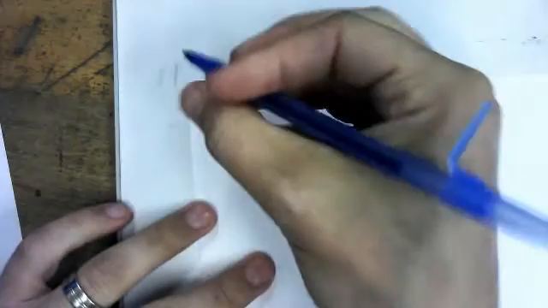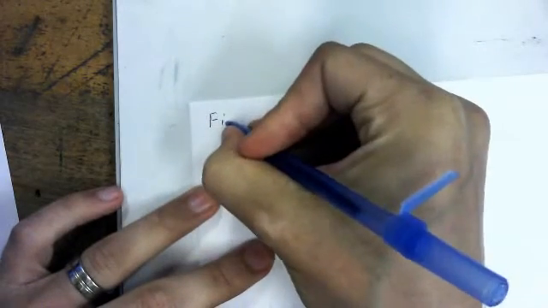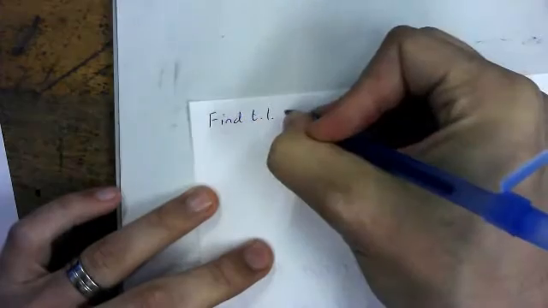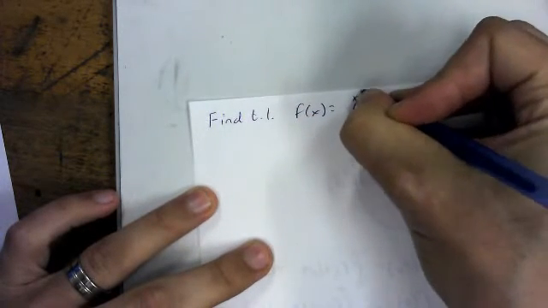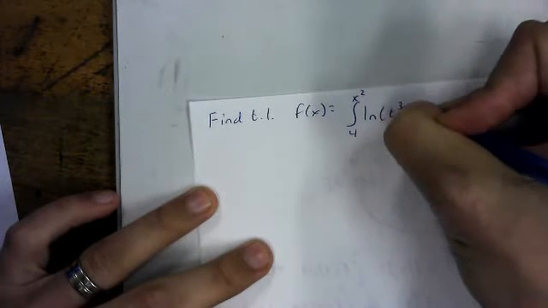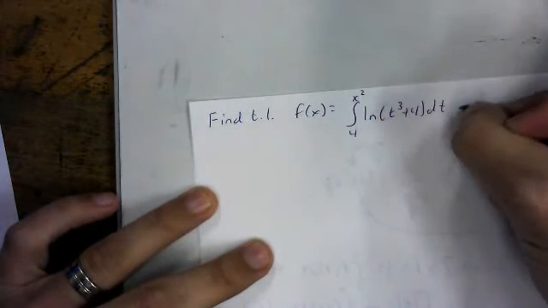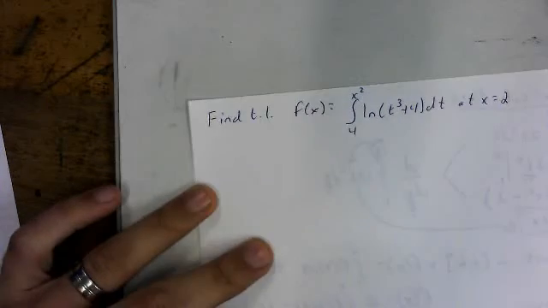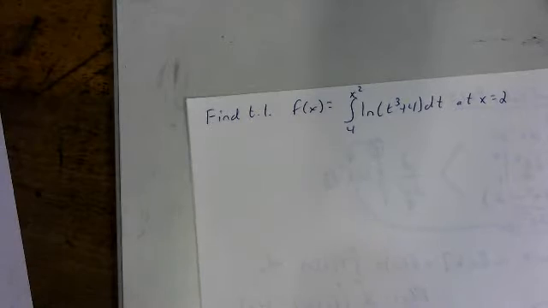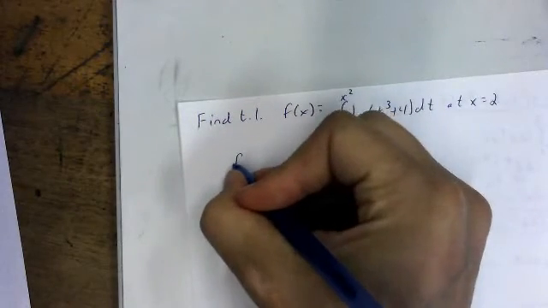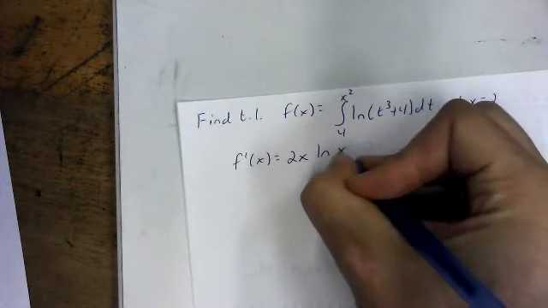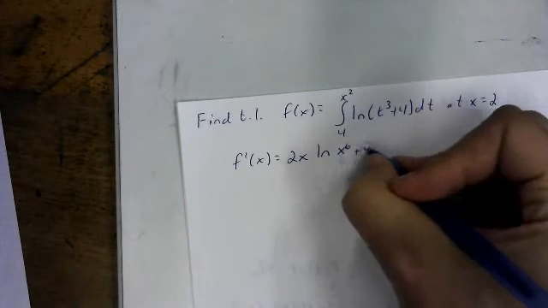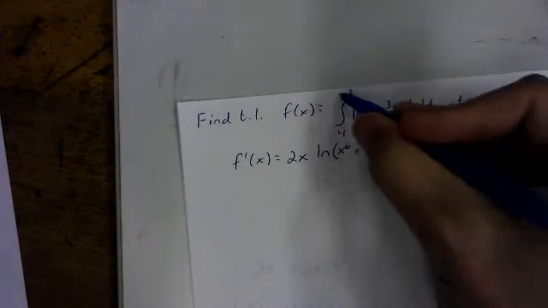Let's find the tangent line where f of x equals the integral of 4 to x squared of natural log of t cubed plus 4 dt at x equals 2. So first thing, take the derivative. We get f prime of x equals, by the chain rule, 2x times natural log of x to the 6th plus 4. So I plugged in x squared, and the derivative of that is 2x.